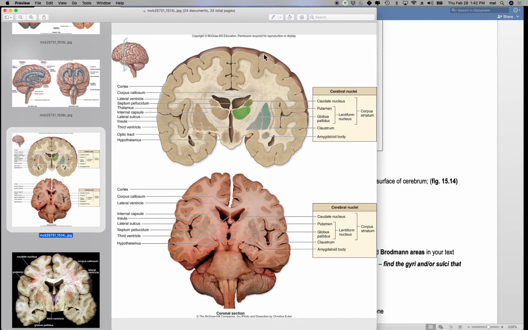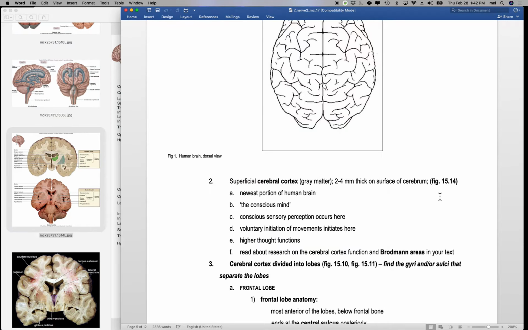So we're going to be talking about the whole cerebral cortex. It is the newest portion of the human brain. It's only 2 to 4 millimeters thick. It is where consciousness exists. Now, consciousness is a weird thing, and neurologists still argue about what it is, right?